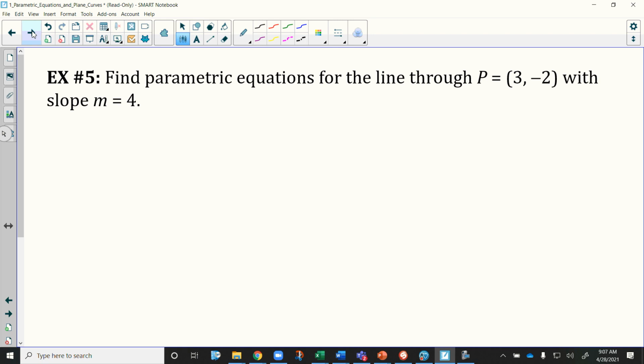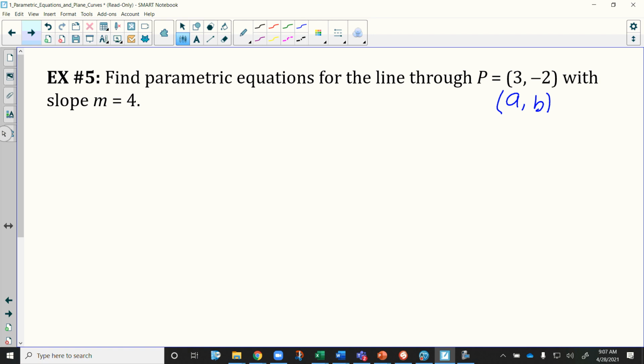Find the parametric equation for the line where they're giving you a point, 3 and negative 2, and a slope of m is equal to 4. So this is going to be that first example where you have a point and a slope that was given to us. Okay. Well, the point that we're looking at here, the 3 and the negative 2, that is a and b. That's how we're identifying the a's and b's of the material that they gave us.